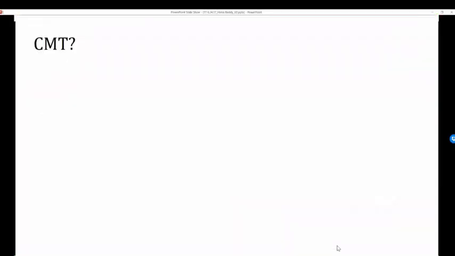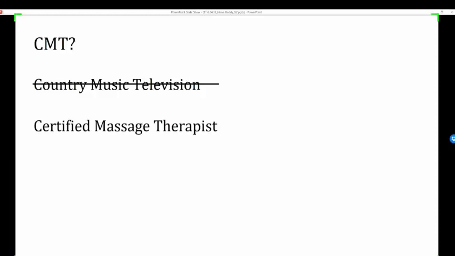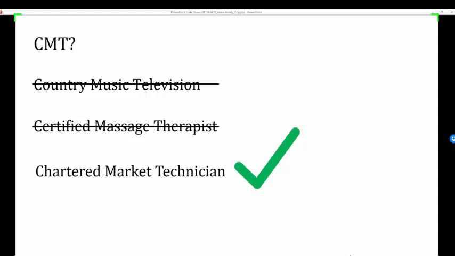Now, does anybody out there know what the CMT is? It's got a little bit of a long name to it, but I will eliminate some options for you. It is not country music television. That's the first thing that comes up when you Google it. It is not a certified massage therapist, although that would be quite fun. But yes, I'm seeing some correct guesses here in the list. It is chartered market technician, right?